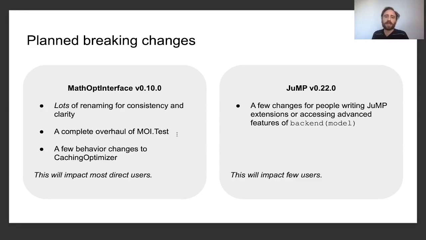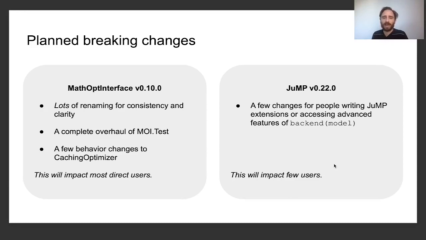But this will only impact you if you use MathOptInterface directly. Mainly this is going to be people that are writing solver interfaces. So for you, yes, there are going to be some breaking changes, but they're mostly just find and replace. There are very few actual changes that are going to require a lot of work. And on the JuMP side of things, this should impact very few users. It's really only going to impact you if you access the backend of a JuMP model, and then you do things with that.